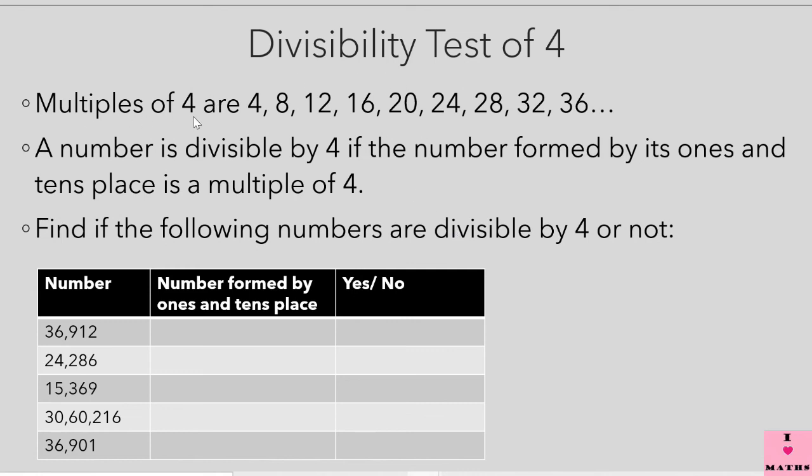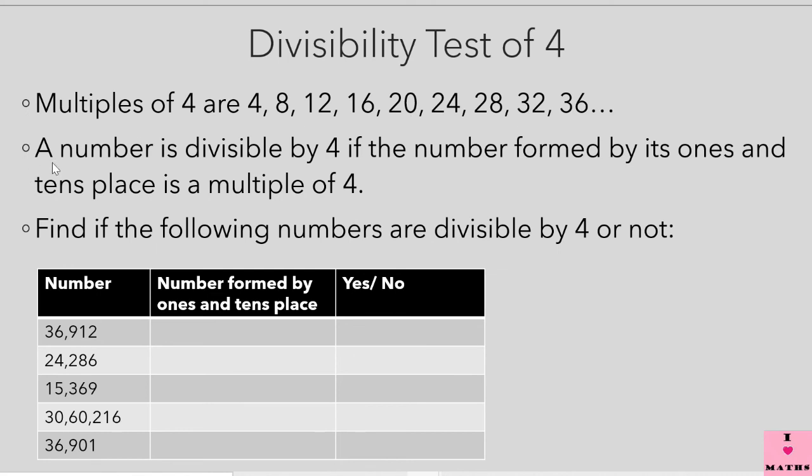Okay, now multiples of 4 are 4, 8, 12, 16, 20, 24, 28, 32, 36, and so on. Do you remember, children, that I told you that multiples are unending, and that is the reason we put these three dots. These three dots, they tell us that the multiples never end. Like numbers also, they go on and on and on and on. There is no largest number in the world. Same way, there are no largest multiples.